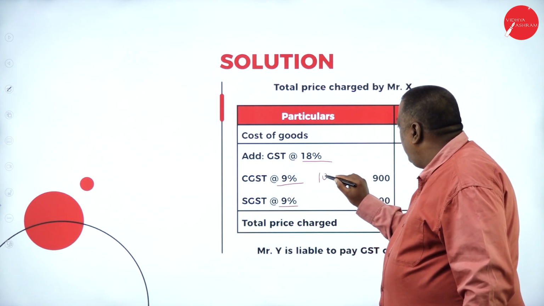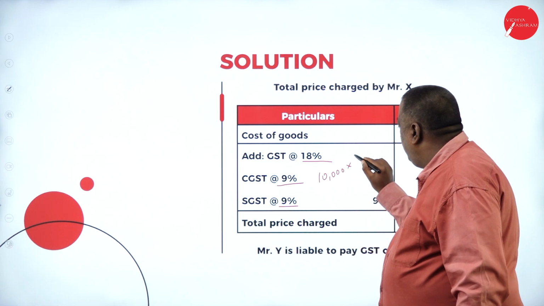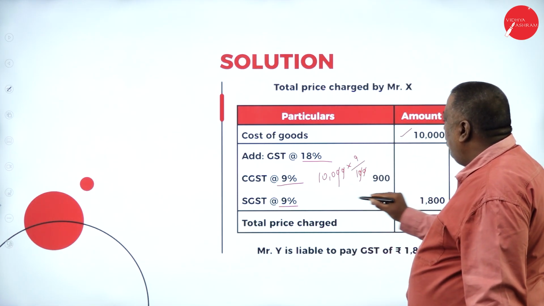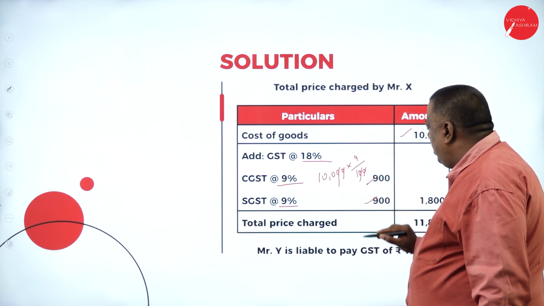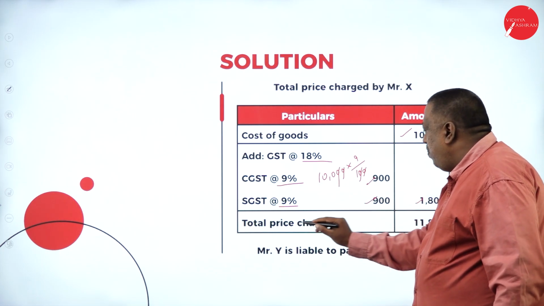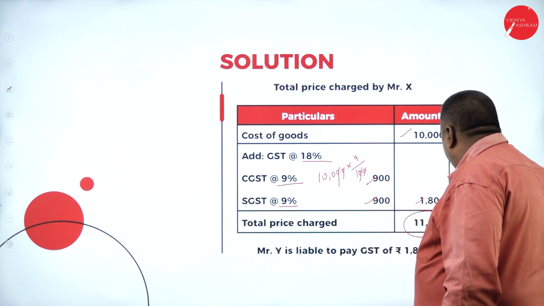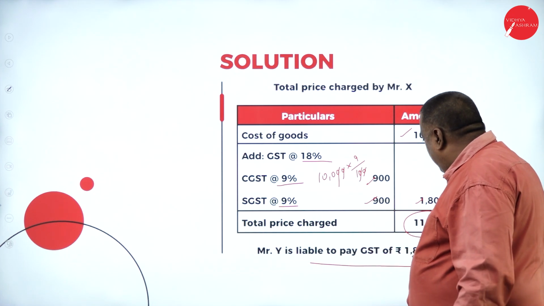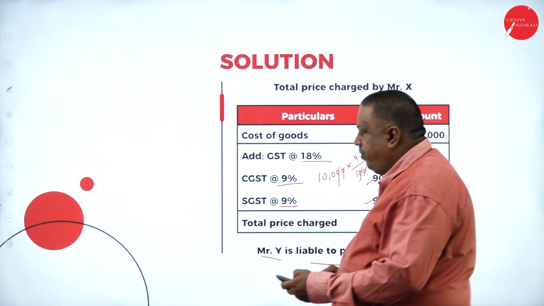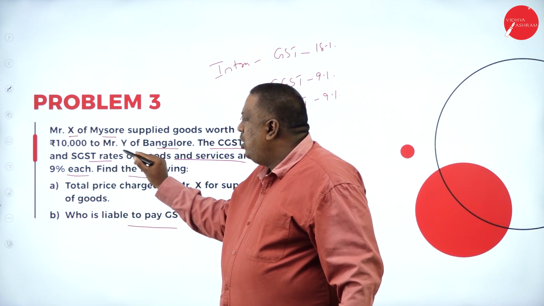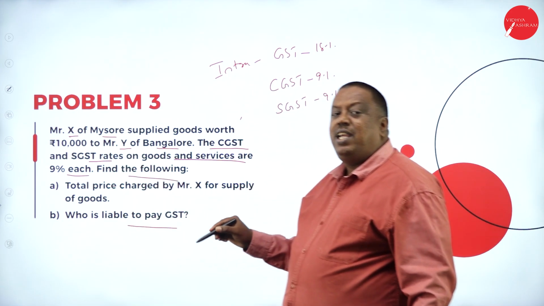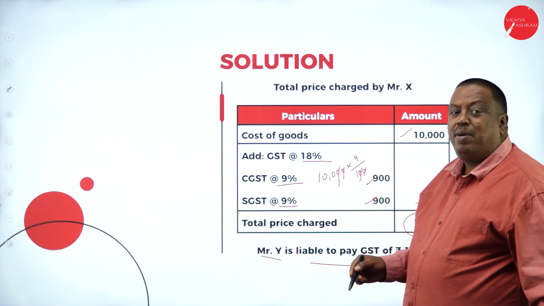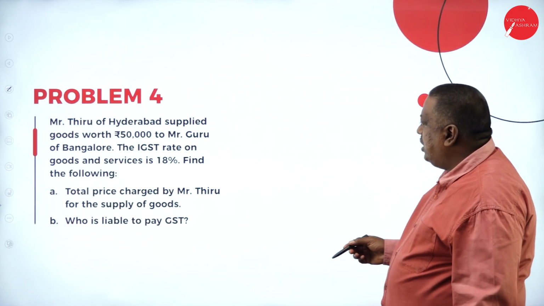That is nothing but 10,000 into 9 by 100, 0 get cancels. 900. For CGST it is 900 and SGST 900, total 1,800. Total price charged was 11,800. Who is liable to pay GST? The 1,800, it has to be paid by Mr. Y. Who is selling goods? Mr. X. Who is purchasing? Mr. Y. So Mr. Y has to pay the tax to the Mr. X, and that amount will be remitted by Mr. X to the government.